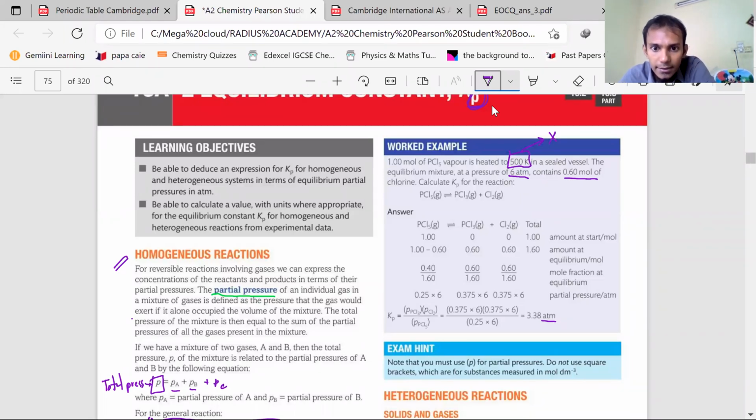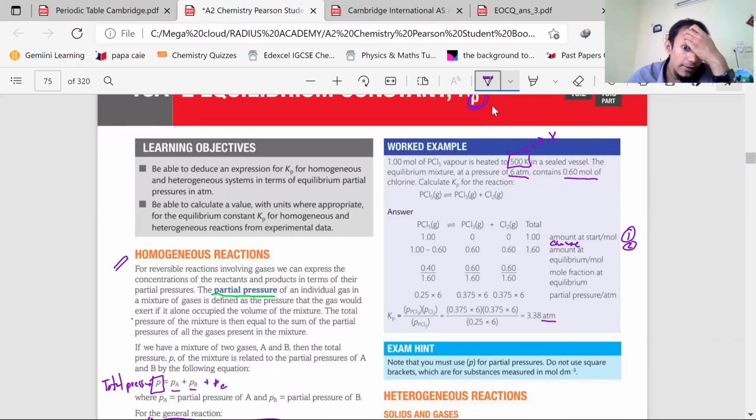So this is the reaction: PCl5, PCl3, Cl2, just like the previous thing we have done. Amount at start: 1, 1, 0, 0. Do you understand the first row, amount? Yes, sir. Okay. Then I'll write here, number 2, the change.